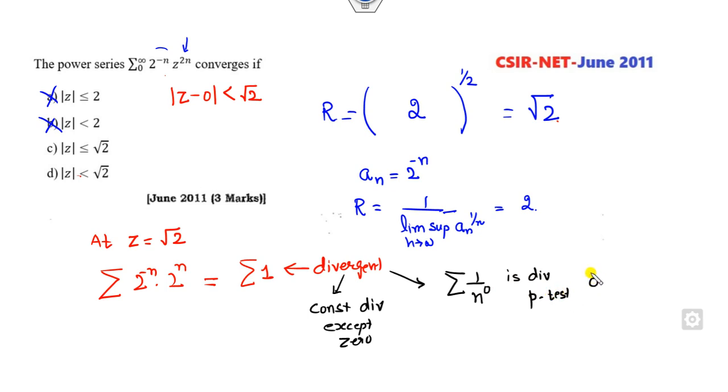What is the p-test? Whenever p is less than or equal to 1, it's divergent, and 0 is less than or equal to 1. But we need a convergent series, so equality is not convergent. The right answer is D, the correct option.